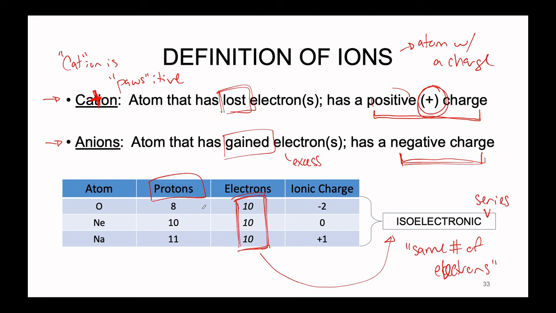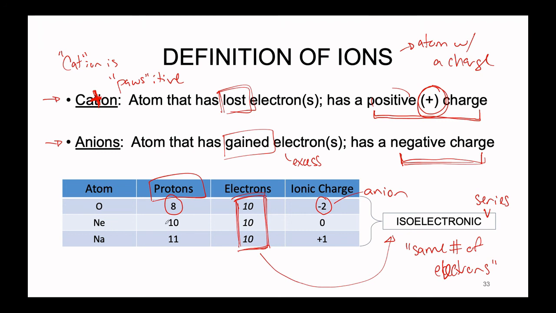Now in oxygen, where we are looking at 8 protons versus the 10 electrons, because we can see that we have 2 more electrons present, there are 2 more negative charges than what we have positive charges, and this leaves us with a -2 charge overall. Now this -2 charge is what leads us to call oxygen in this -2 form an anion, right? It's got a negative charge.